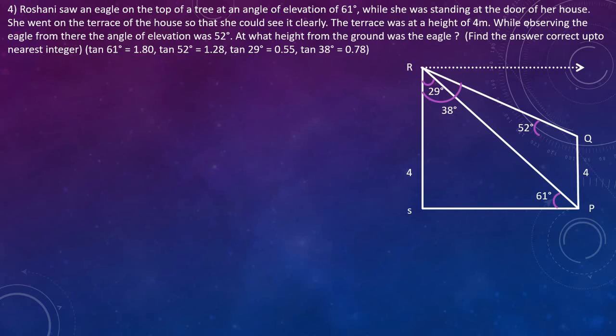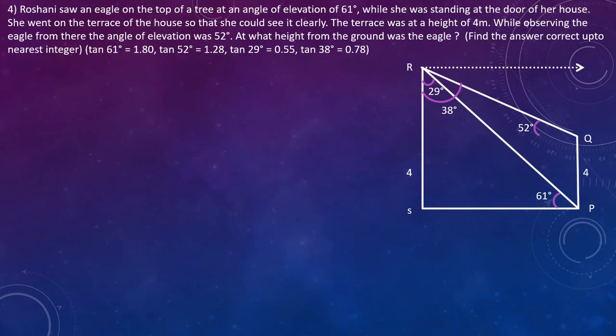Now let us see the next question, the fourth one. Roshni saw an eagle on the top of a tree at an angle of elevation of 61 degrees while she was standing at the door of her house. She went onto the terrace of the house so that she could see it clearly. The terrace was at a height of 4 meters. While observing the eagle from there, the angle of elevation was 52 degrees. At what height from the ground was the eagle?